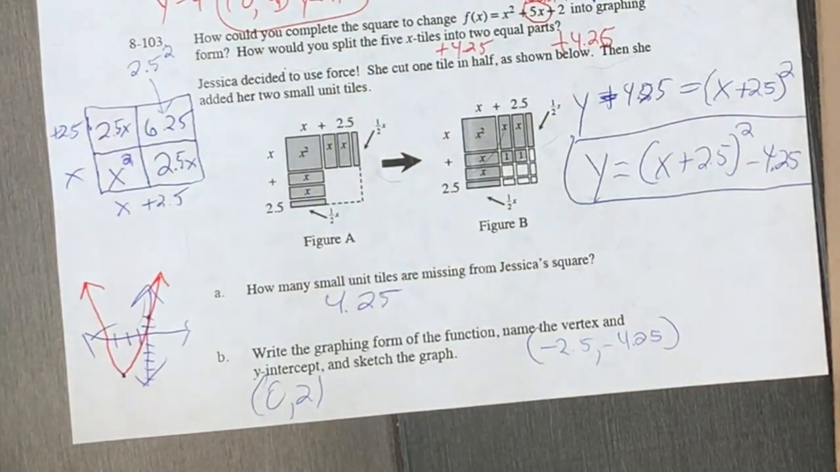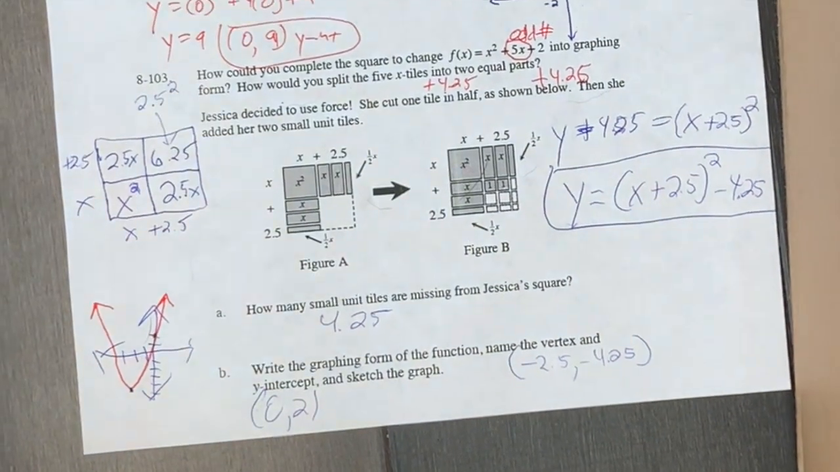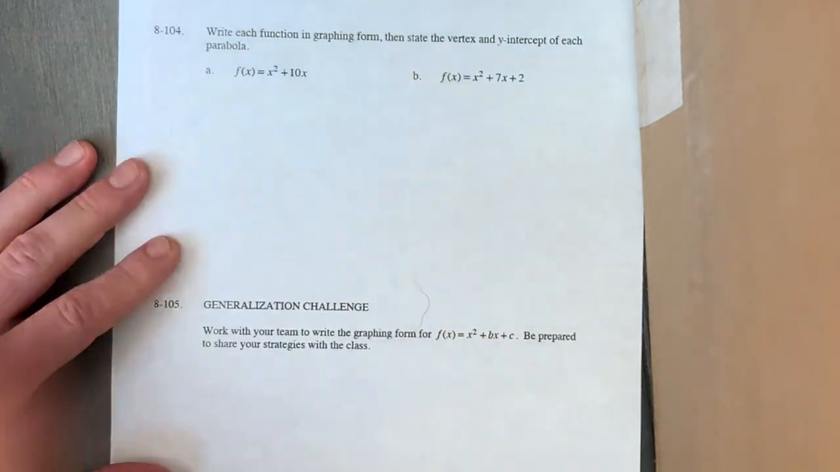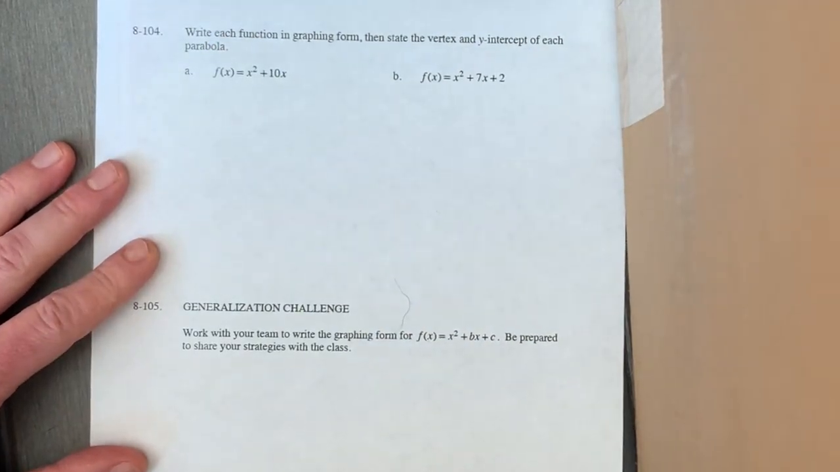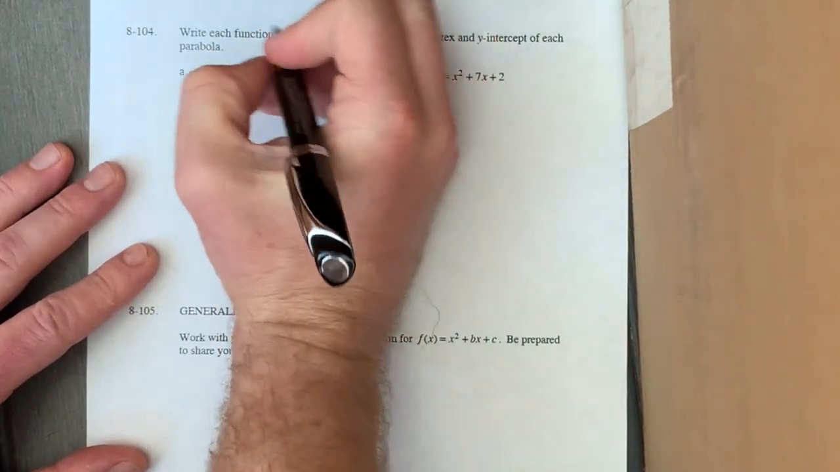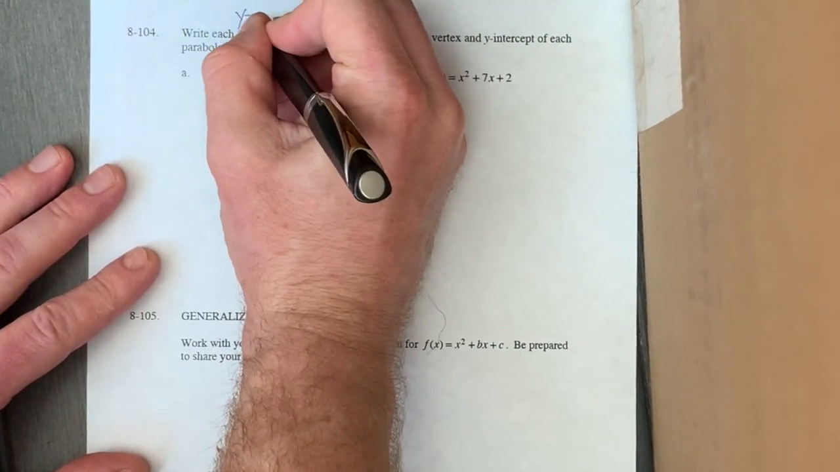I'm going on a little bit longer than I expected to, because this is not the longest of assignments. So let's do these together. Do this nice and quick. Write each function in graphing form and then state the vertex, y-intercept of each parabola. Okay, maybe I'll actually start by stating the y-intercepts, because we have these in standard form.